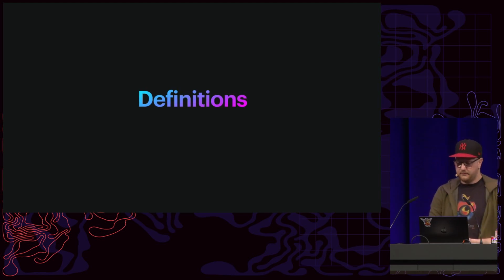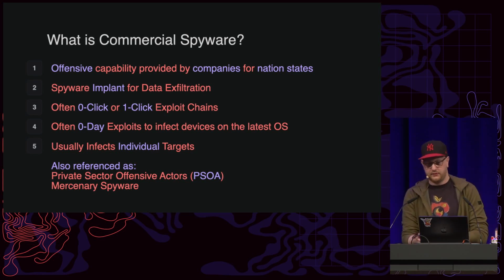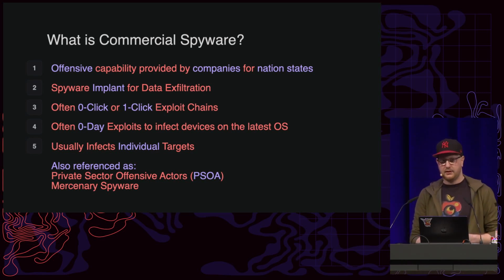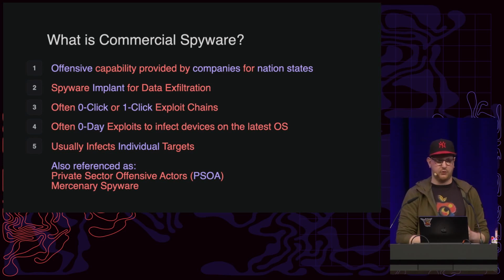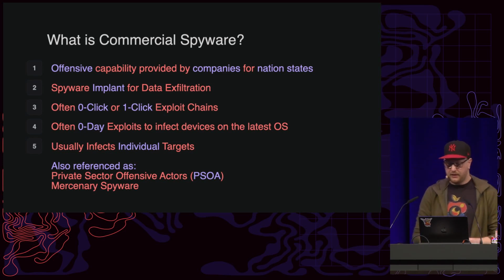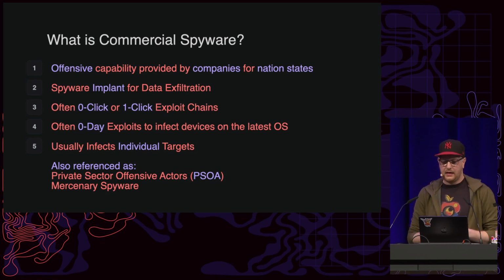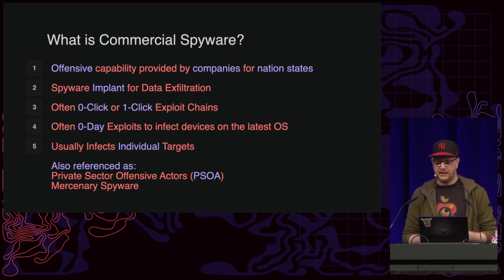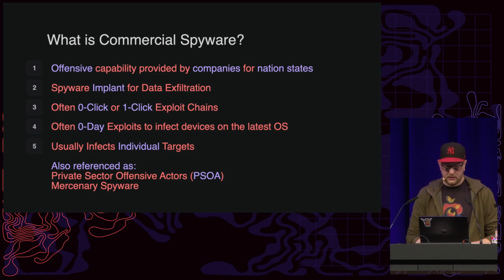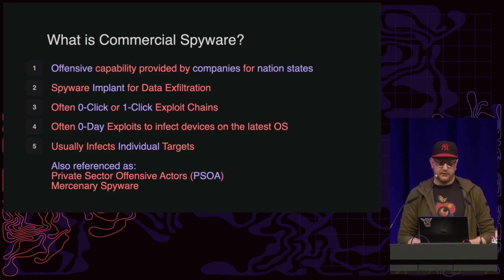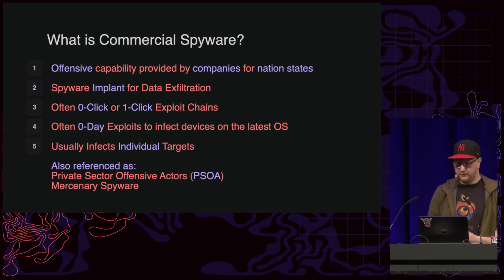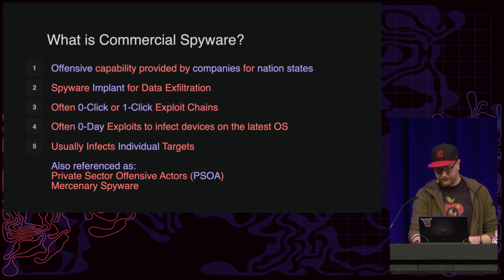Some definitions. So what is commercial spyware for this talk? It's an offensive capability which is provided by companies for nation states. It's a spyware implant that is used for data exfiltration. It often uses zero-click or one-click exploit chains, and very often zero-day exploits are used to infect devices even on the latest version of iOS. And it usually infects individual targets. It's also referred to by other entities as private sector offensive actors or mercenary spyware.